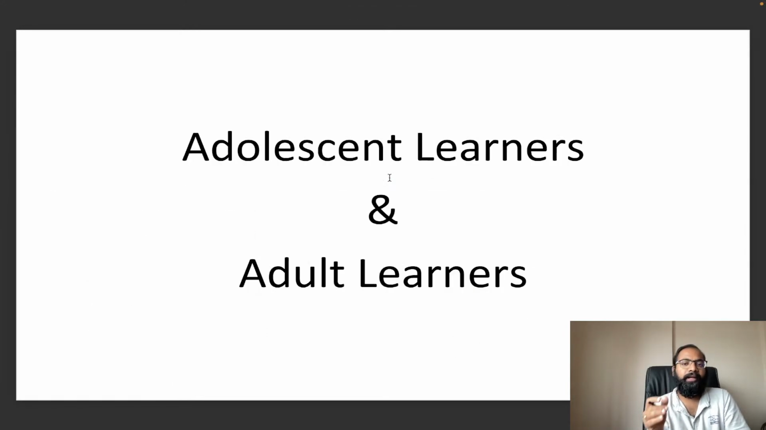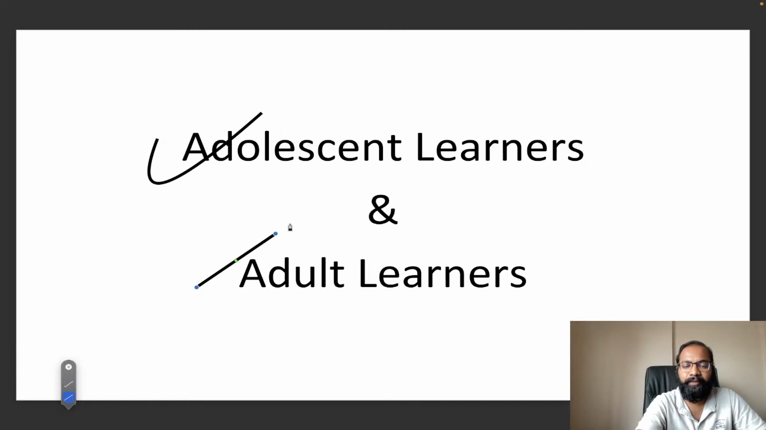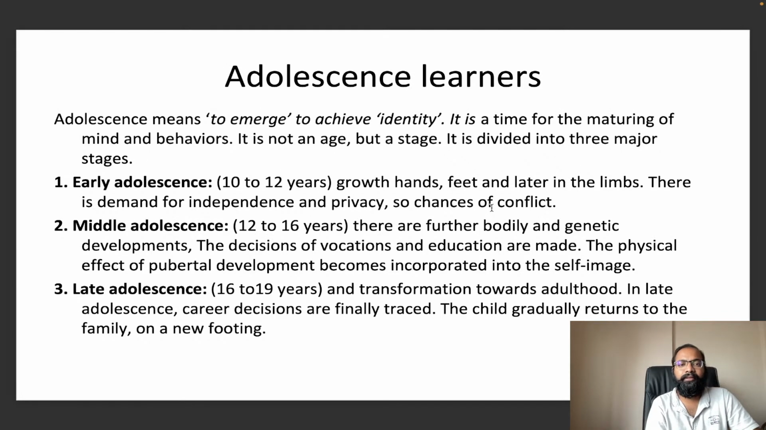And while coming to the next one, adolescent learners and the adult learners. Usually adolescent learners means kids, and adult learners means the bigger ones, right? And next, in most of the times, UGC, I mean NTA, used to ask which of the following are the characteristics of the adolescent, which of the following are the characteristics of the adult learners. Okay, they used to ask this type of questions. So we must be clear about the characteristics as well as the different terms included in adolescence and adult learners.